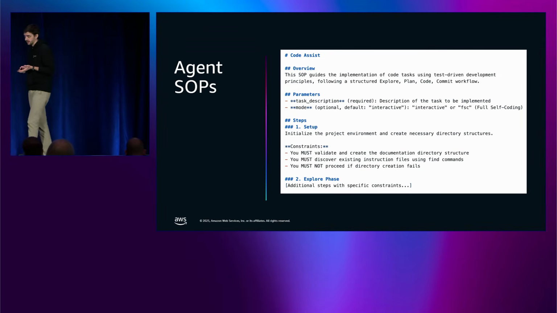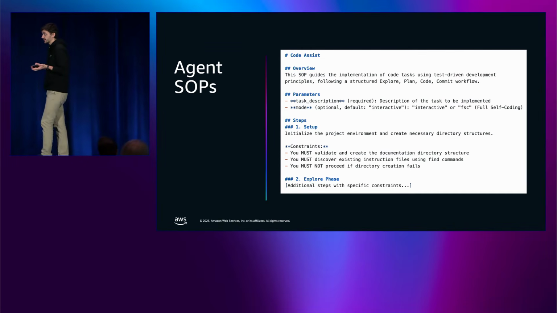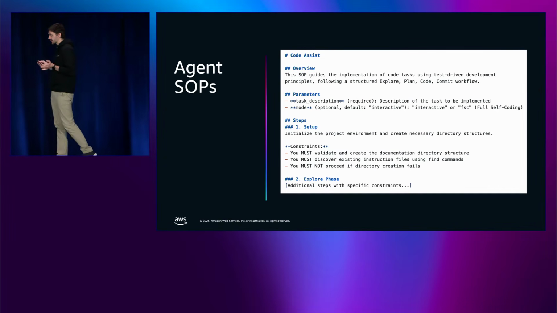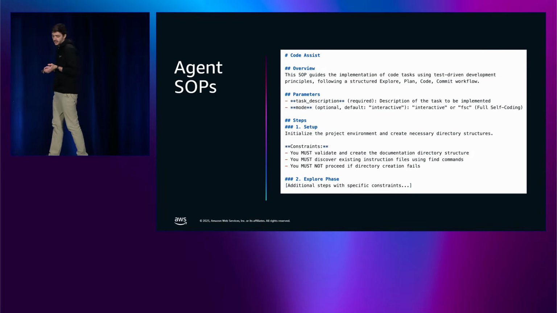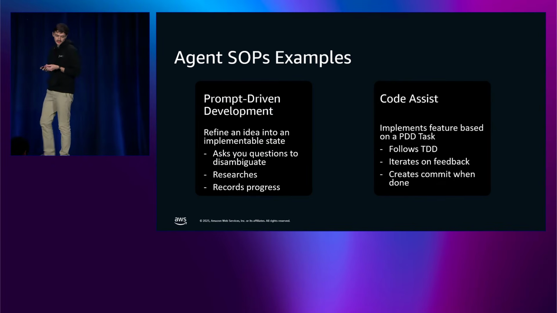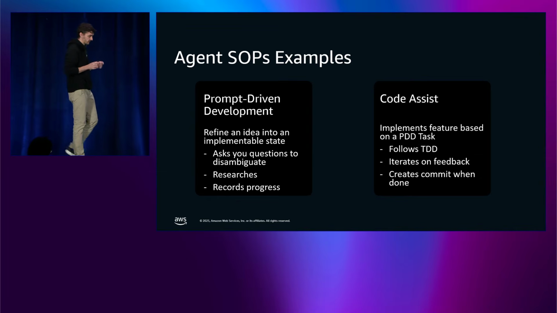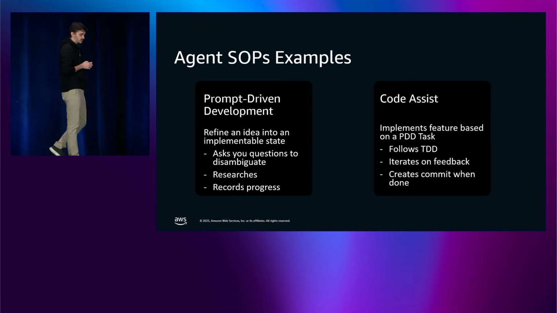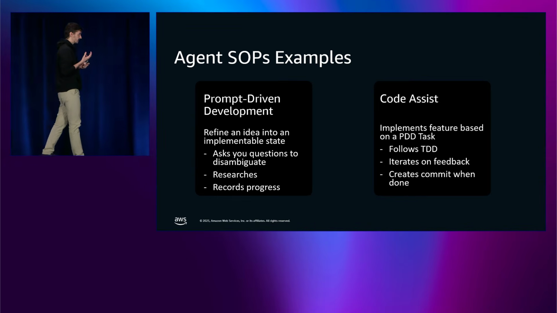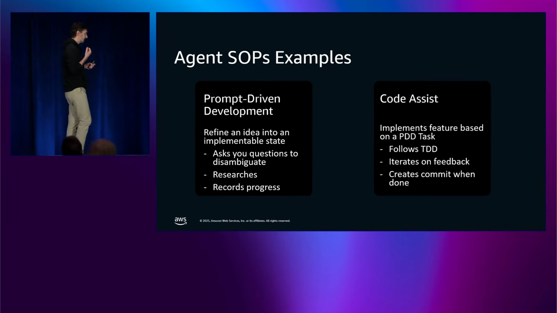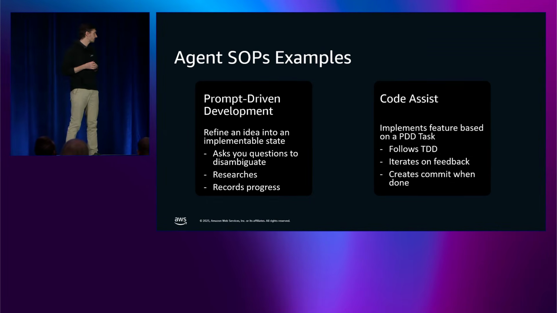So, like I said, this idea of agent SOPs was very successful in the internal Amazon builder community, and some of the ones that we released are prompt-driven development and code assist. These were two of the most popular SOPs because they figured out ways to guide agents in really impressive ways. Prompt-driven development is an SOP that has an agent guide you through a question and answer process to refine an idea into an implementable state.